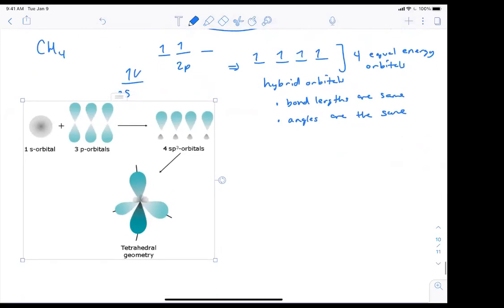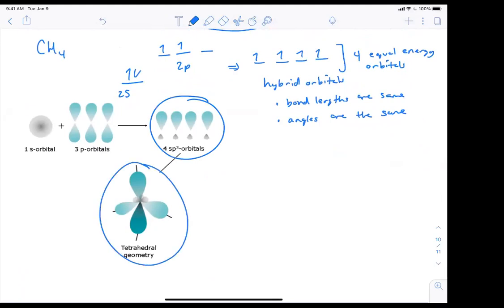So you take 1 s orbital and 3 p orbitals and make 4 identical hybrid orbitals. And that's what we were trying to draw here. They're known as sp3 orbitals because they require 1 s and 3 p's to generate 4 equal orbitals. So each orbital has a little bit of the s orbital in it and a little bit of the p orbital in it, and they distribute in a tetrahedral shape here.